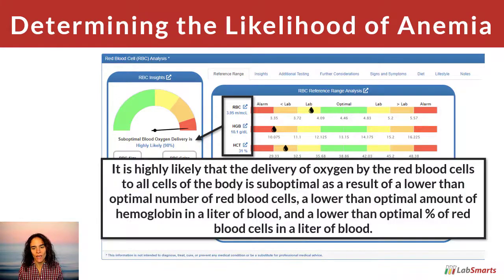The way you say that in terms of these three markers would be, it's highly likely that the delivery of oxygen by the red blood cells to all cells of the body is suboptimal as a result of a lower than optimal number of red blood cells, those are the RBCs, a lower than optimal amount of hemoglobin in a liter of blood, that's what hemoglobin represents, and a lower than optimal percent of red blood cells in a liter of blood, that's what hematocrit represents.